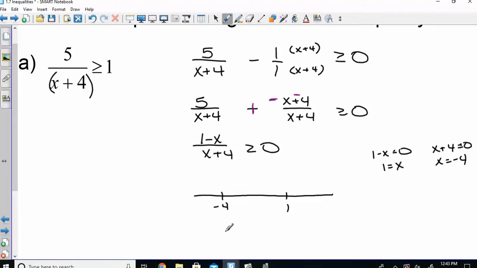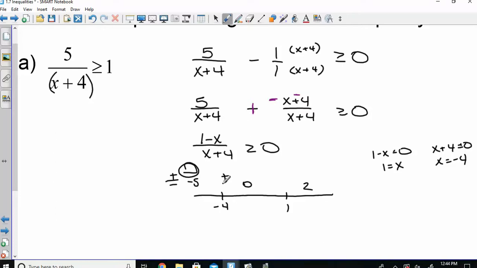Okay, next step is kind of like what we were doing. Either pick a test point or put it in the calculator. If I picked points, let's be like a negative 5, a 0, and a 2, and you're just going to plug them into this fraction, and all we care about is if it's positive or negative. If I put in a negative 5, 1 minus negative 5 is positive. Negative 5 plus 4 is negative, and if you take a positive divided by a negative, you get a negative.